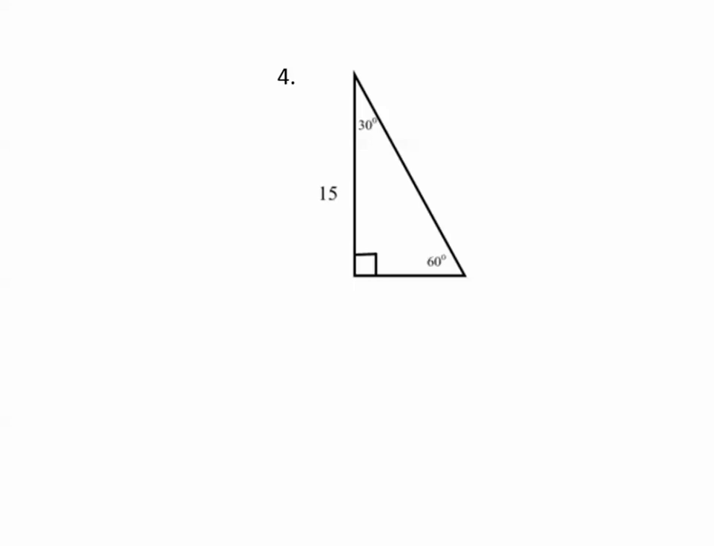Last one. Again, 30, 60, 90. I'm missing the short leg, I'll call it x. I'm missing the hypotenuse, I'll call it y. Let's start by labeling the insides for the ratios. Here's the 30, across 1, hypotenuse 2, long leg square root of 3. Easy as 1, 2, 3. Let's set up our proportion. Inside number over outside number equals inside number over outside number.